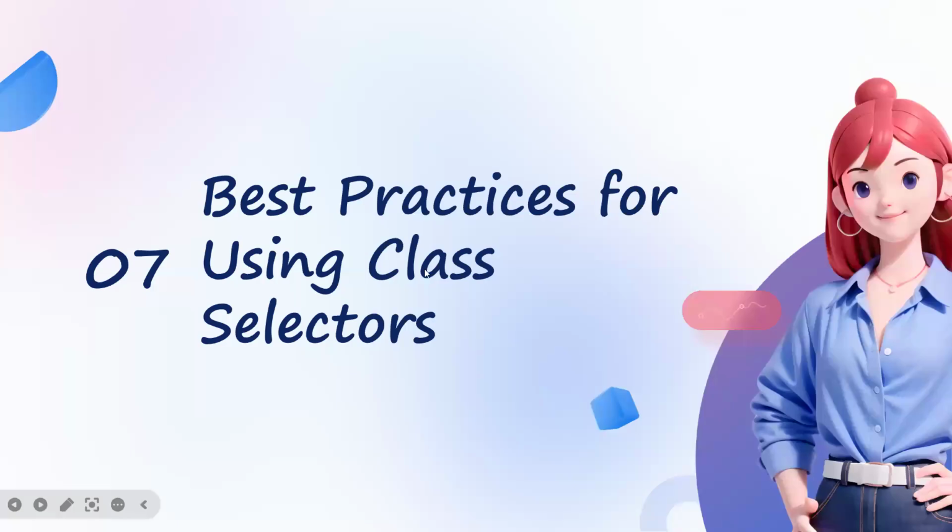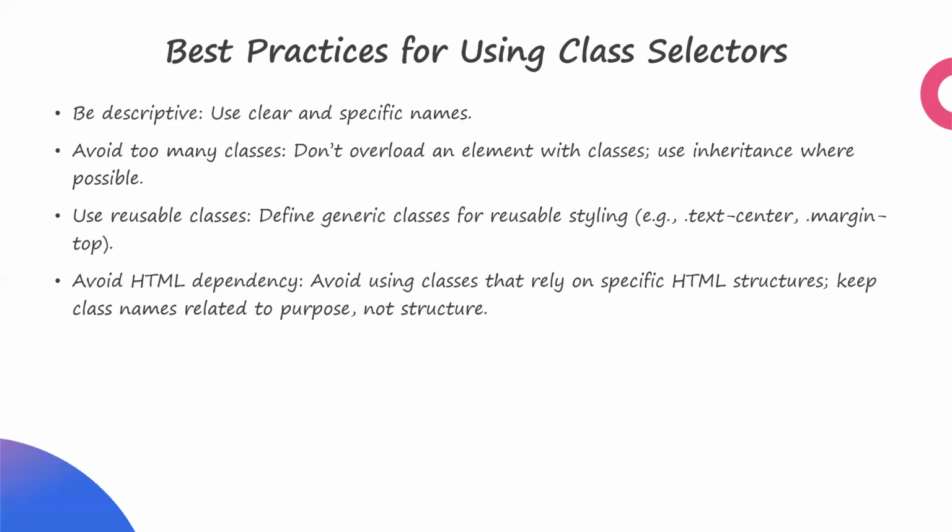So what are the best practices for using class selectors? Be descriptive. Use clear and specific names. In short, whenever you're naming anything as a programmer, always be descriptive. Avoid too many classes. Don't overload an element with classes. Instead, use inheritance where possible. We'll talk about inheritance in a later section.